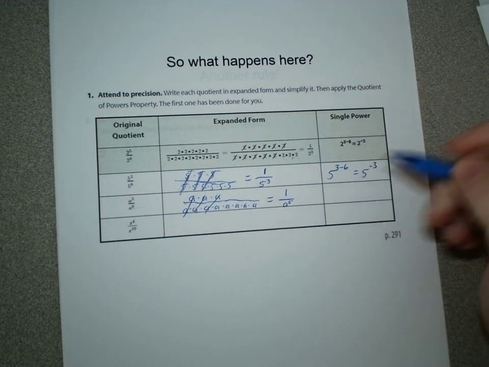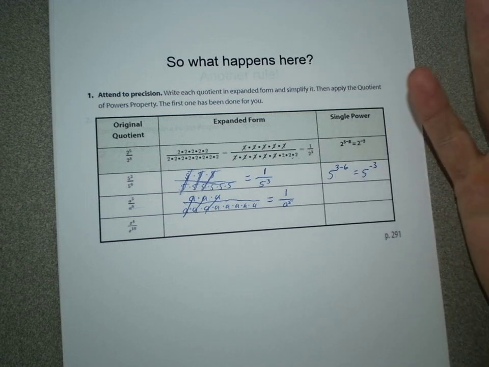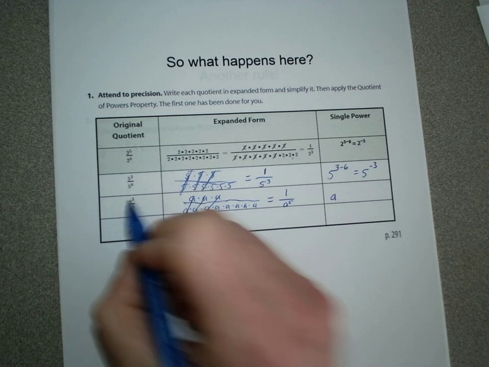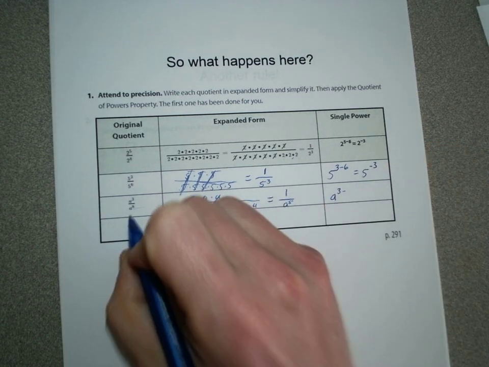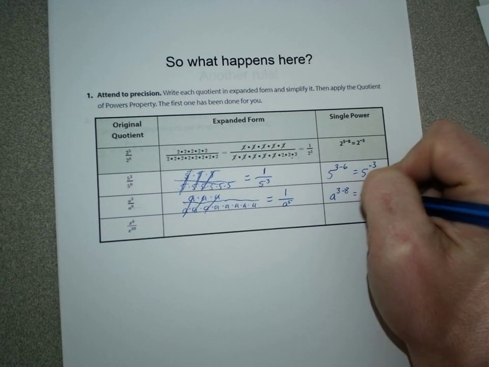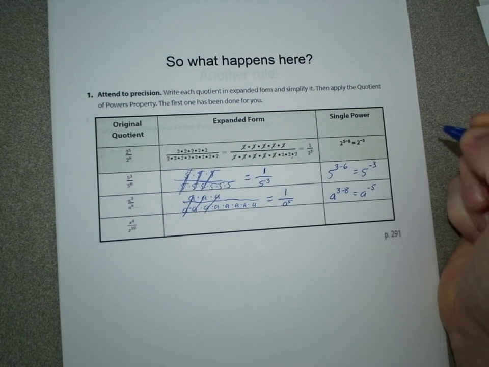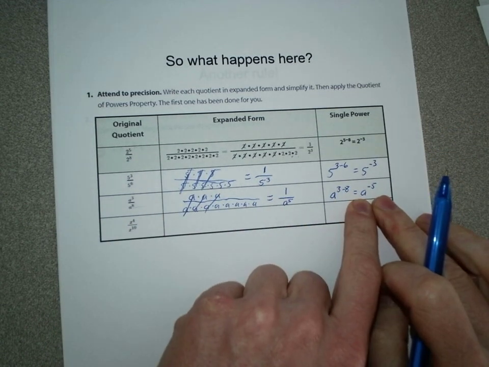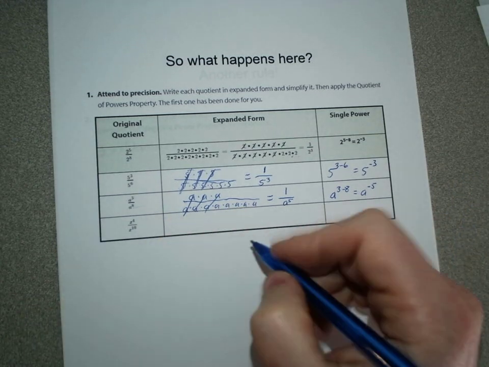When we follow our division rule, we keep our base, which is a, and we do the top exponent minus the bottom exponent, and we get a to the power of negative 5. 1 over a to the 5th power is the same thing as a to the power of negative 5. And then one last one, and then we'll just make a rule out of this.